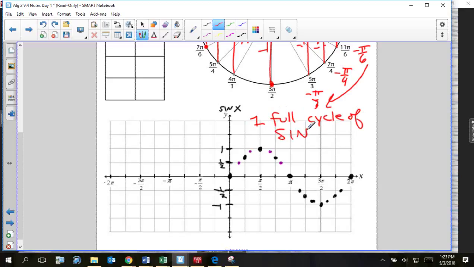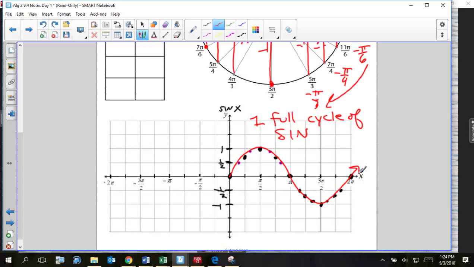This here is one full cycle of sine. I'm going to use a highlight color for this. This is one full cycle of sine, and it should not look like a zigzag. It should look like a beautiful, smooth curve. That's one full cycle of sine.